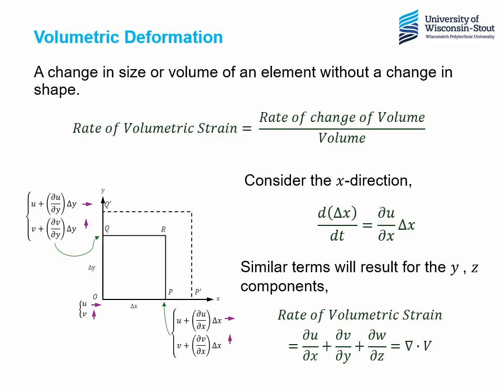Finally, we have volumetric deformation. This refers to a change in the size or volume of a fluid element without necessarily changing its shape. If the fluid element expands or contracts, we describe that behavior through the volumetric rate of deformation. Mathematically, this is related to the divergence of the velocity field, or del dot V.